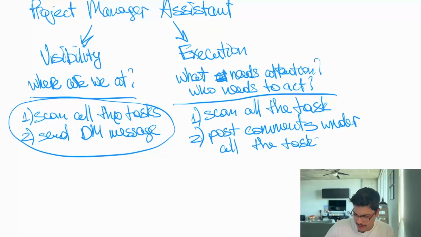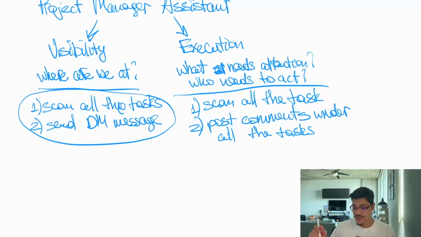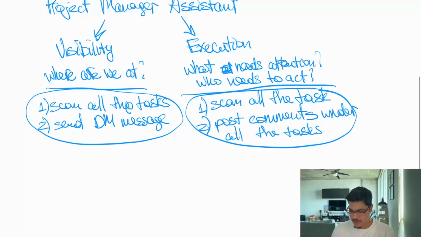What I mean by all the tasks is tasks that need attention, right? So if some of the tasks need our attention, I want first of all the agent to post a comment and ping the person who's responsible for making the decision or taking an action. And this way it hopefully will make people act on those tasks and update them. So these are the two things that we're going to be doing for the execution side of things. All right. So this is the project management assistant that we're going to be building in ClickUp.